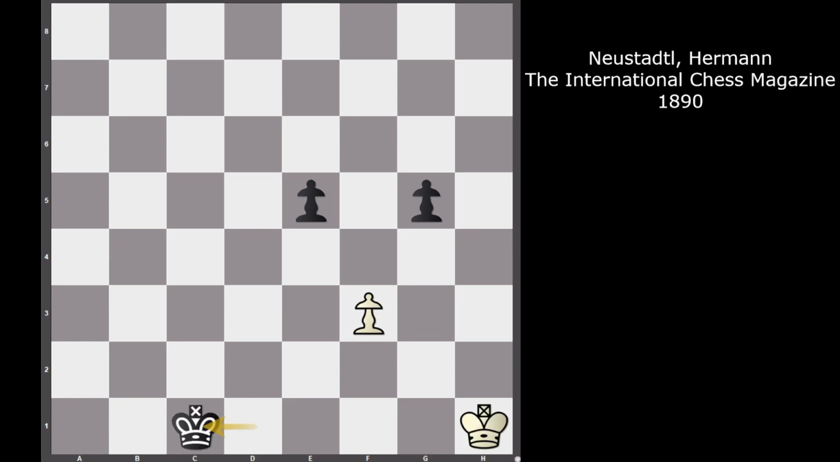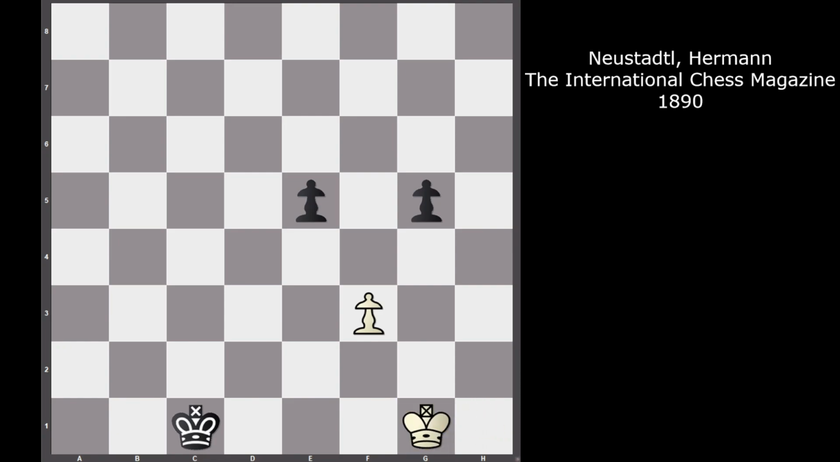So let's take king to c1, because this looks like, okay, there is no way to go out of the board here. So what should we do? Now, we can still take the opposition with king to g1.